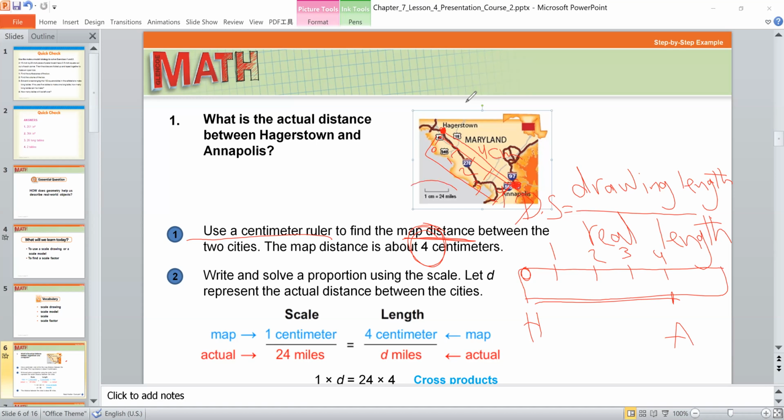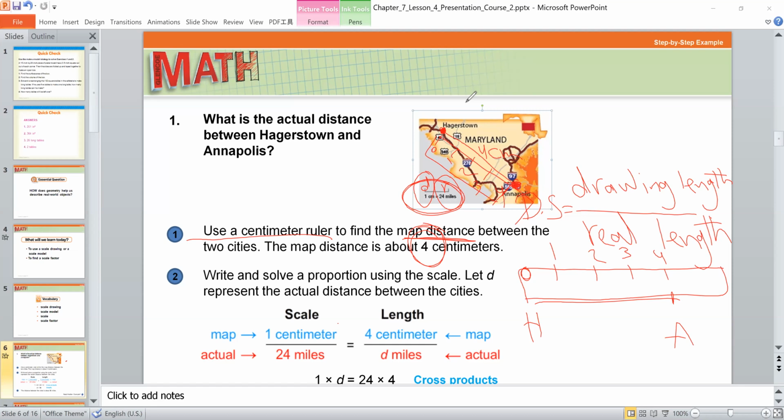Look with me to this point. Can you see this one? Every centimeter in the drawing equals 24 miles in real. Each 1 centimeter in the drawing equals 24 miles in the real.